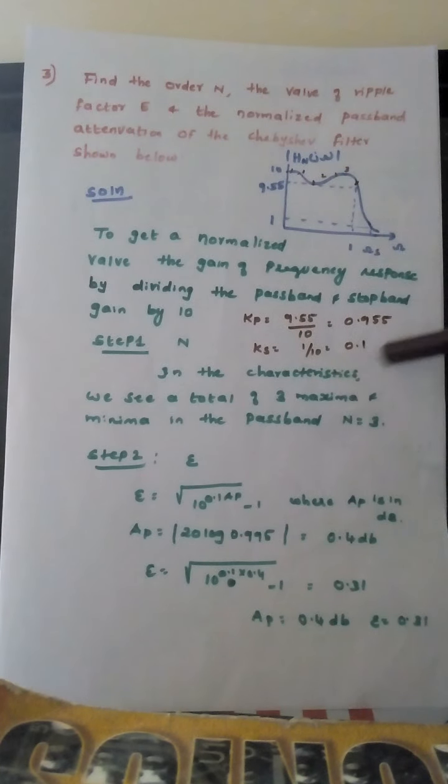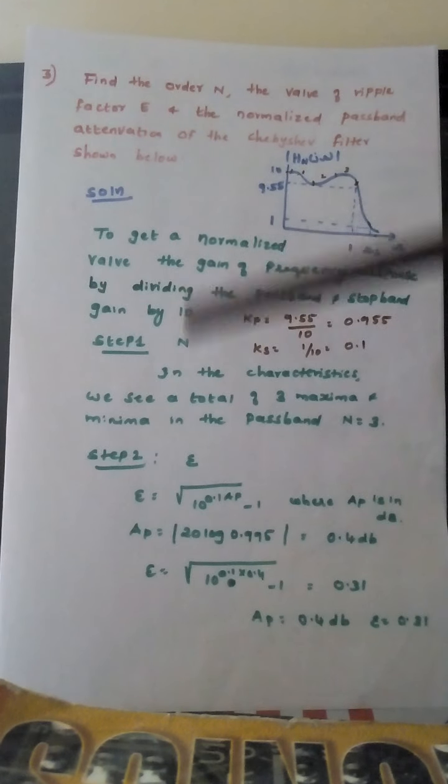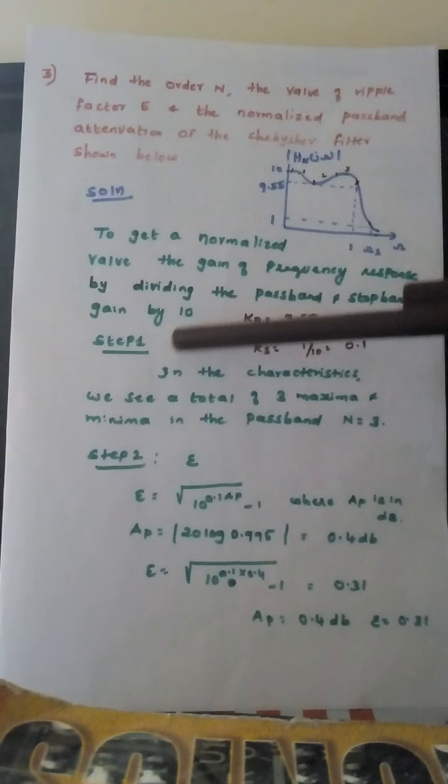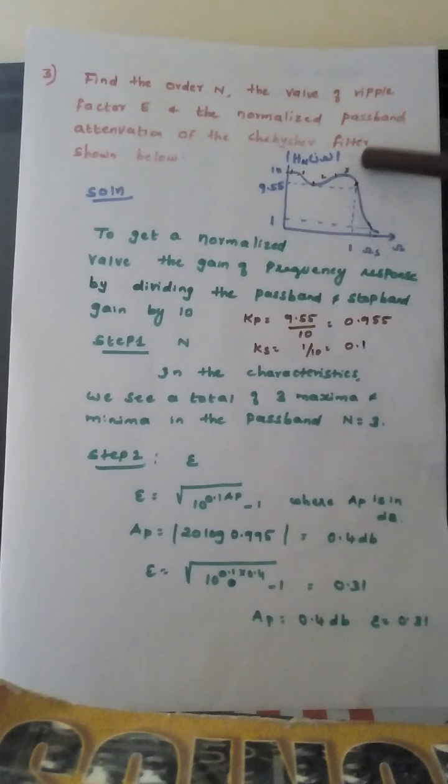So here we are getting a normalized value, but this is not in a decibel scale. Again you have to convert into a decibel scale. So first, step 1, we have to find out the order n. The order n we are finding from this figure only.